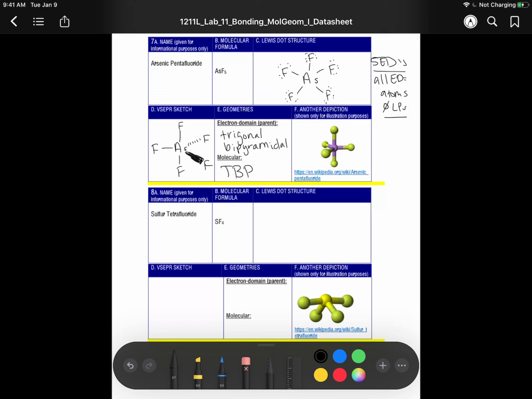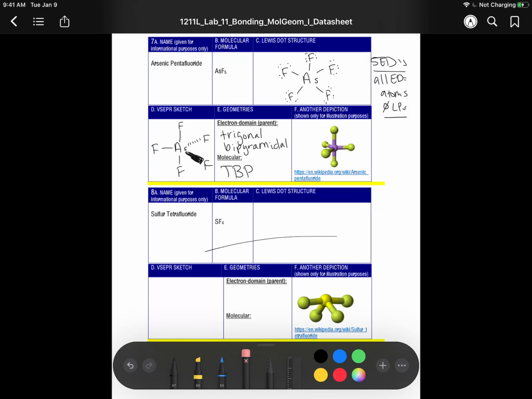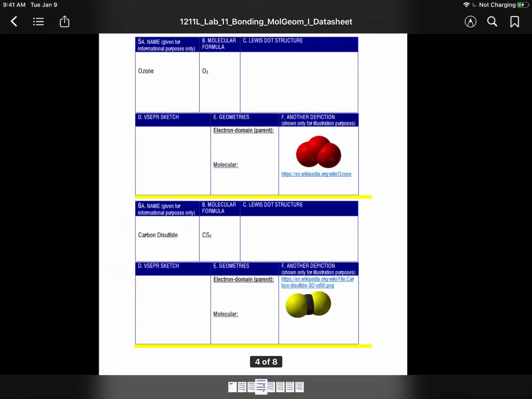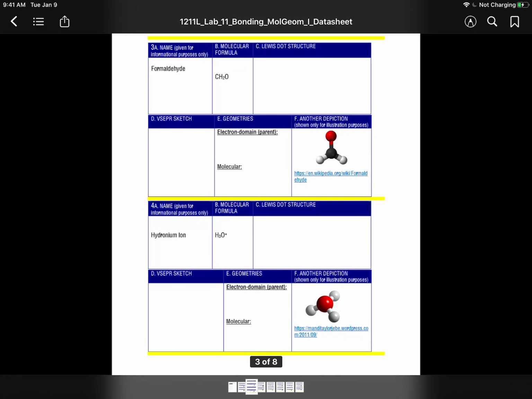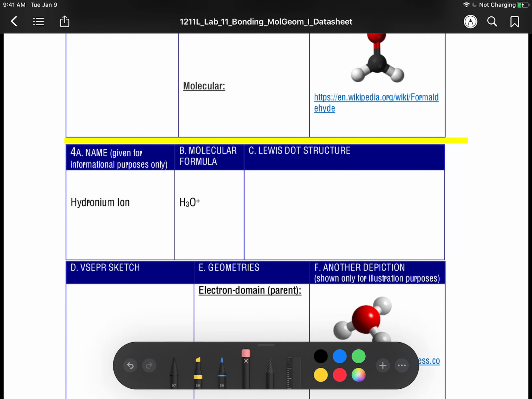Okay. Let's try another example. I did not mean to do that. There we go. Let's try hydronium. So when we do hydronium, there we go. I can really see. Hydronium has a Lewis structure that looks like this.